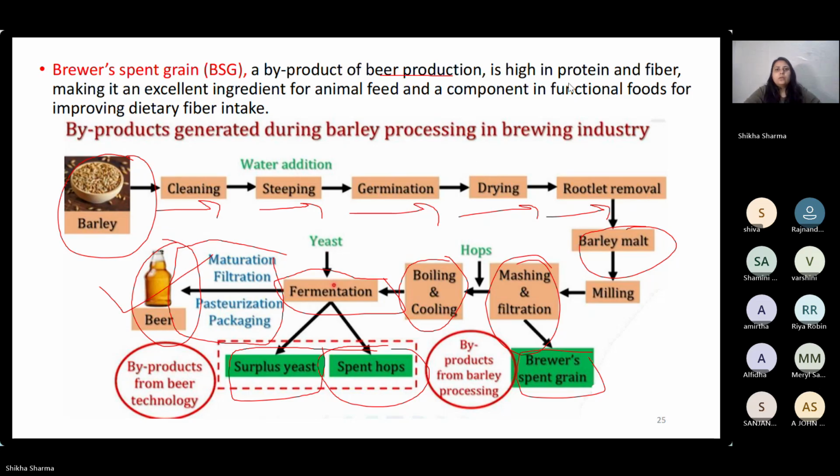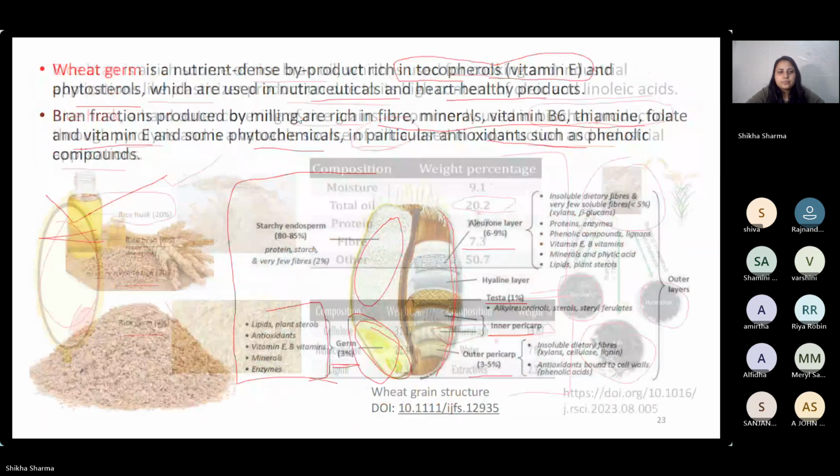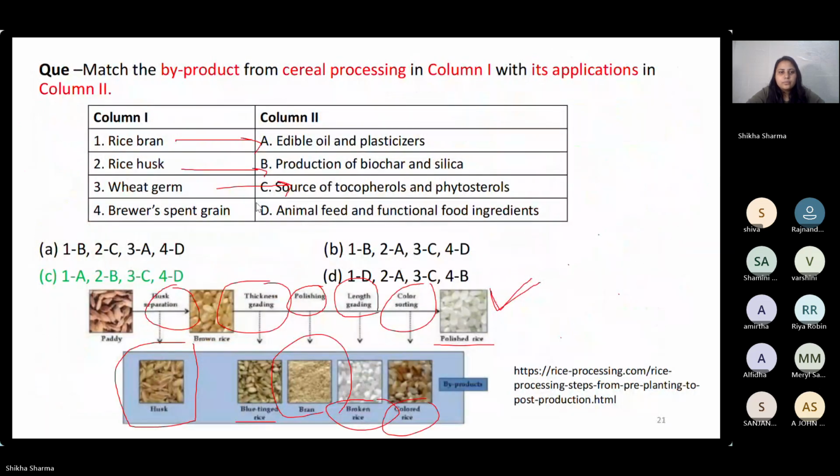This brewer's spent grain which we get is a rich source of proteins and fibers, and it is used for animal feed and in functional foods for increasing dietary fiber intake. So this brewer's spent grain is for animal feed and functional food ingredients. So answer C is correct here.